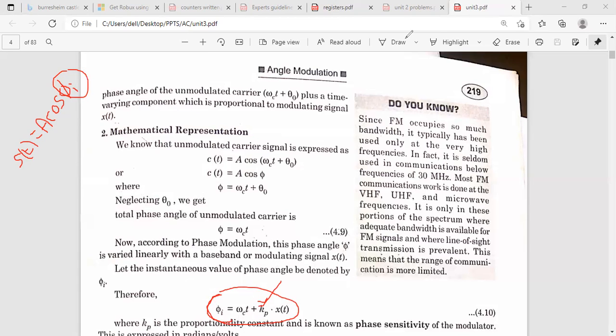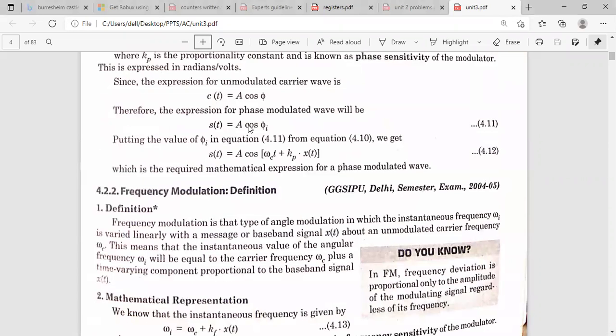So that is the general expression for phase modulation. Here you can observe the general expression of the phase modulated wave. Instead of phi I, what are we substituting? Omega ct plus kp into x of t. kp is called the phase proportionality constant and x of t is the modulating signal. Omega c is the carrier frequency and A is the amplitude of the carrier. Okay, so this is the generalized expression for the phase modulated wave. You have to remember this expression.